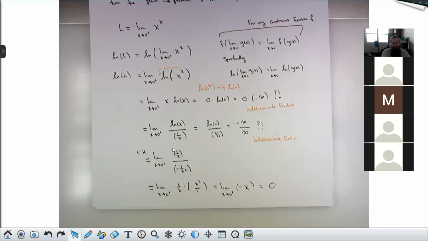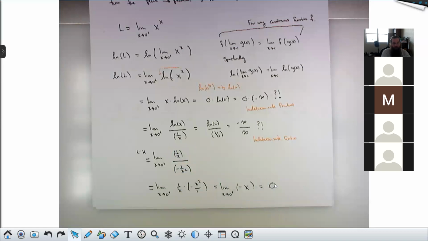Because if I plug in 0 again, I'll get infinity here and infinity here. That's not helpful. But if I flip and multiply the fractions, they simplify a lot. The x's cancel and I just get negative x. And now I can take that limit, that's 0.